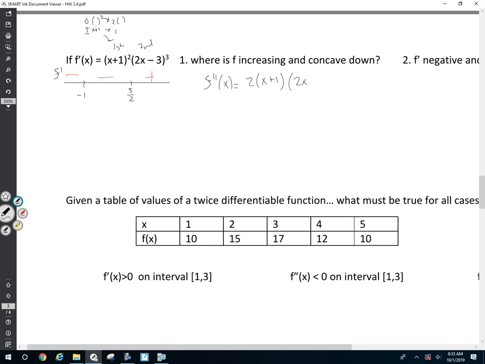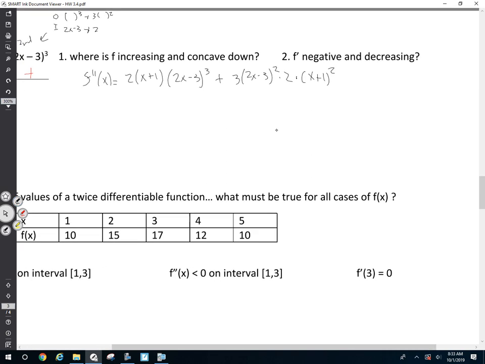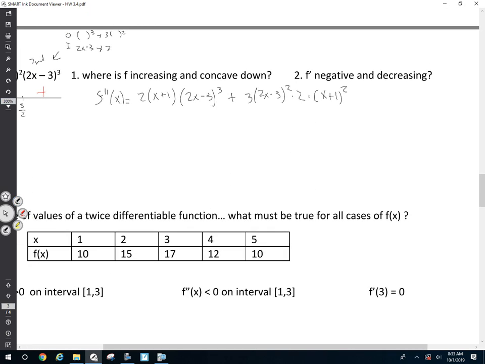Times the second. Plus derivative of the second. The second's got outsides and insides that will affect the derivative. The inside's derivative is 2. The outside's derivative, 3 stuff squared. So the derivative of the second piece is 3 times (2x minus 3) squared times 2, times the first piece, (x plus 1) squared. I want to set this equal to 0 and solve.